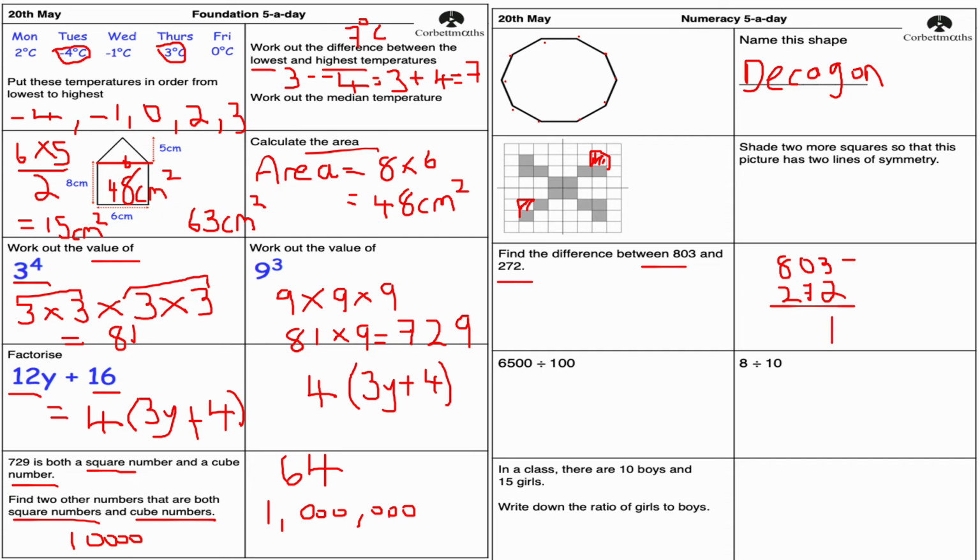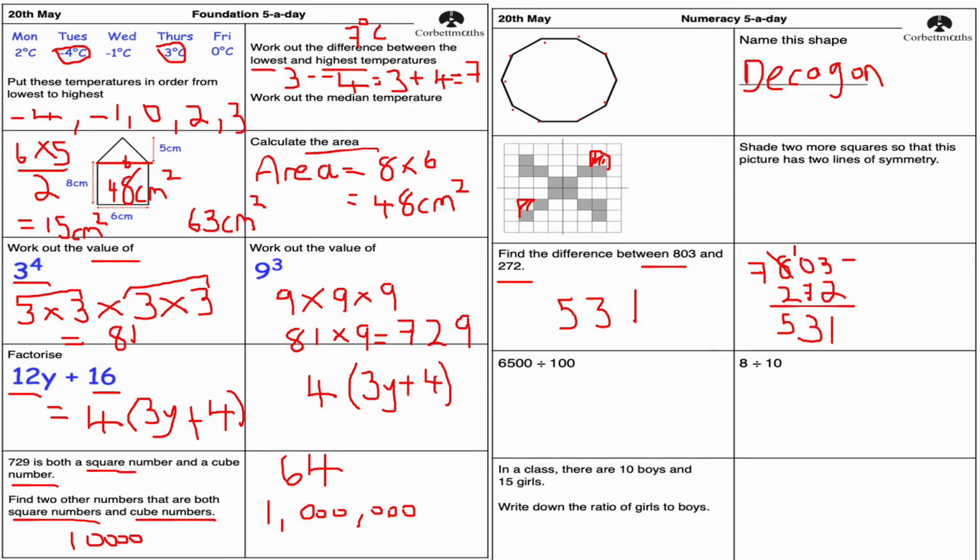3 take away 2 is 1. 0 take away 7 I can't do, so I'm going to have to borrow or exchange. That becomes a 7, that becomes a 1. 10 take away 7 is 3, 7 take away 2 is 5, so the answer is 531.